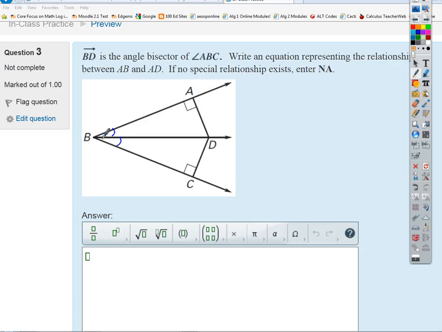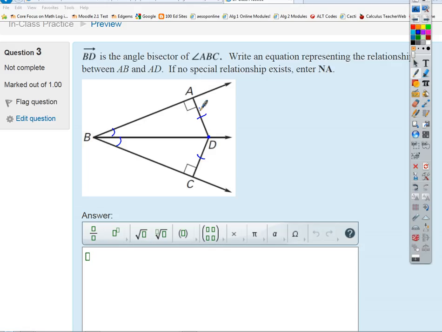If ray BD is a bisector of the big angle ABC, then any point on the angle bisector is equidistant from the two sides of the angle, right? So that would tell me that this distance and that distance have to be congruent, right? When we talk about how far this point is from the ray that forms the side of the angle, we're talking about a perpendicular distance because that's the shortest distance, right? So that would have to be true.